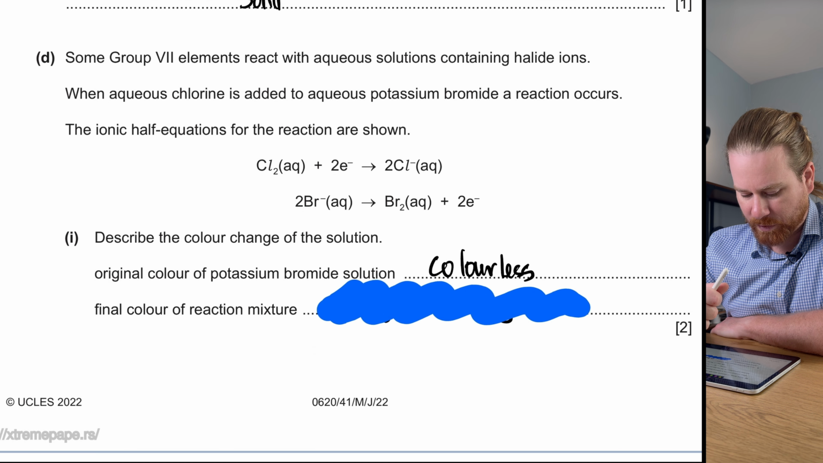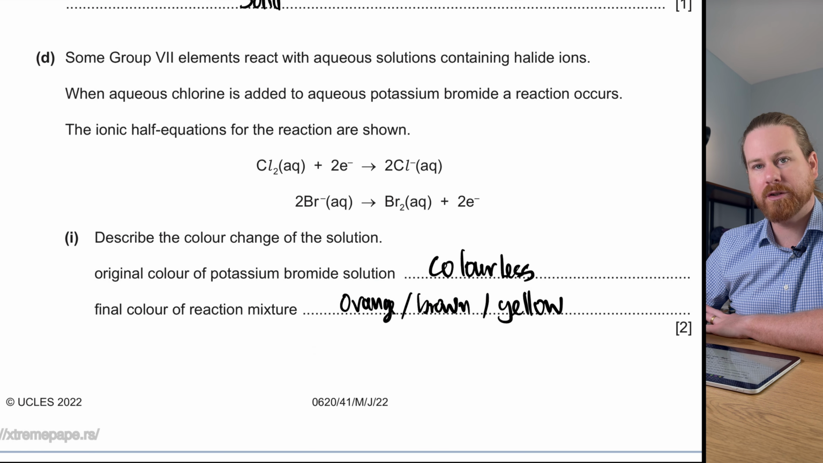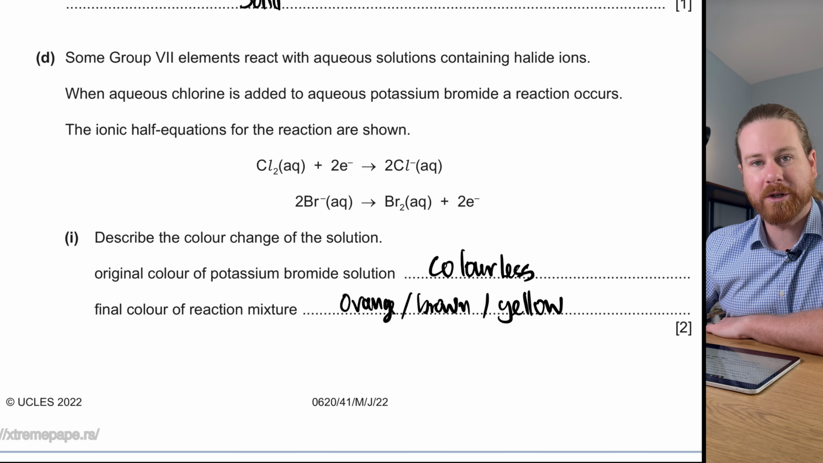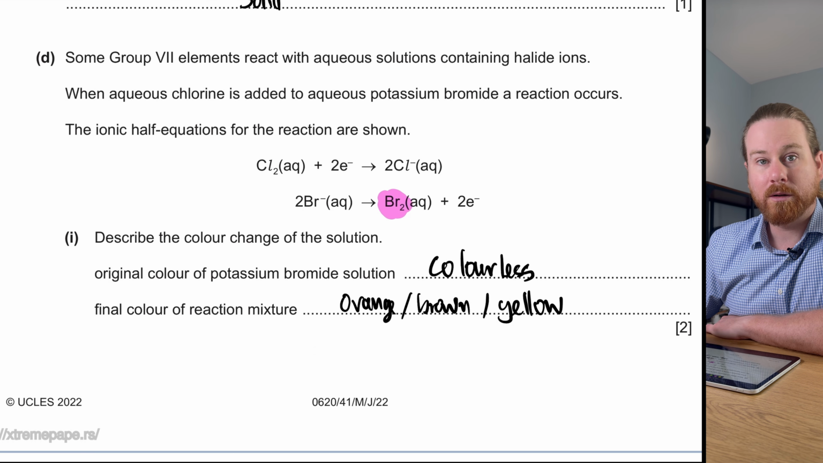And the final color of the reaction mixture, well, we are making bromine, and bromine has a color, and that color is orange or brown or yellow. You don't have to put all three, but an orangey brown is the color of bromine.